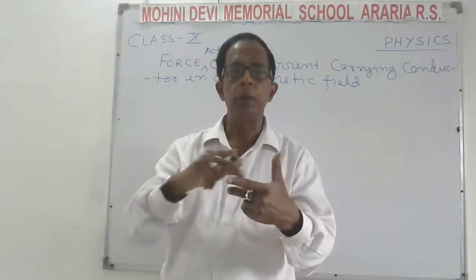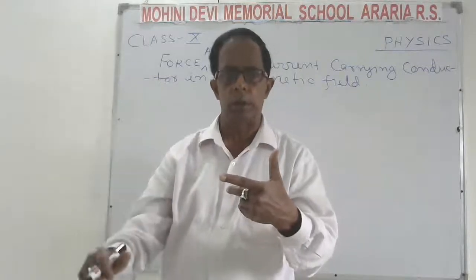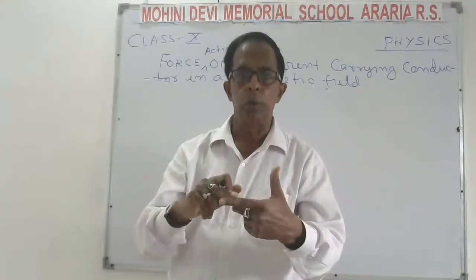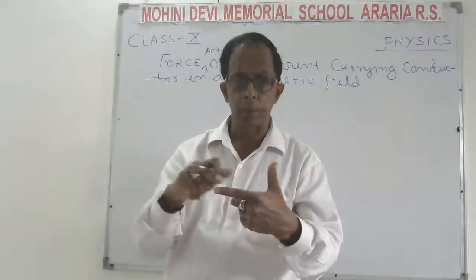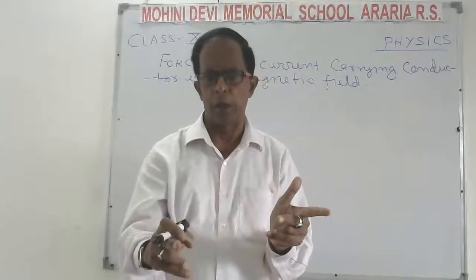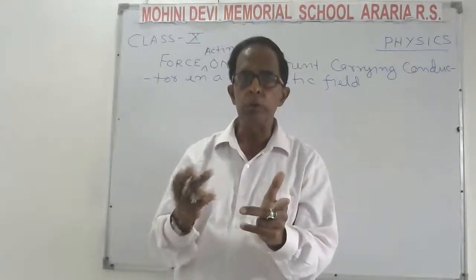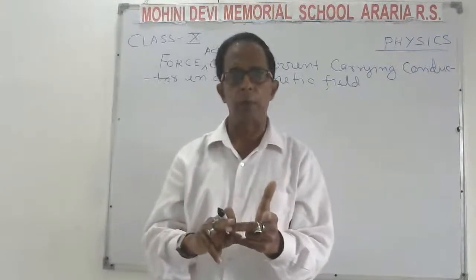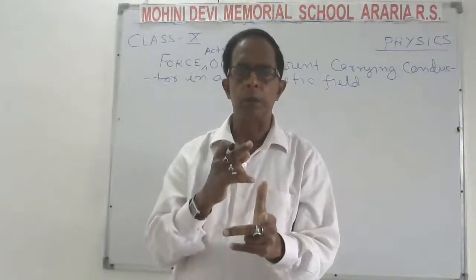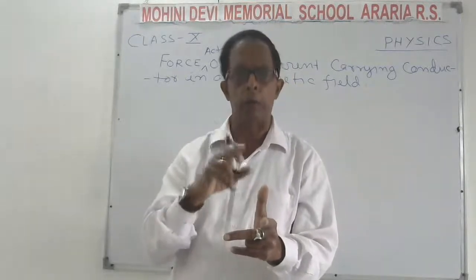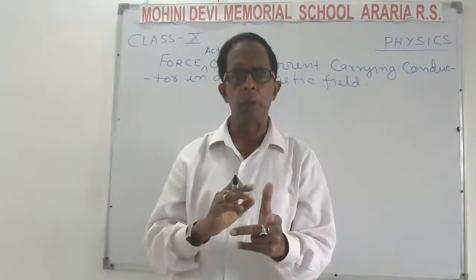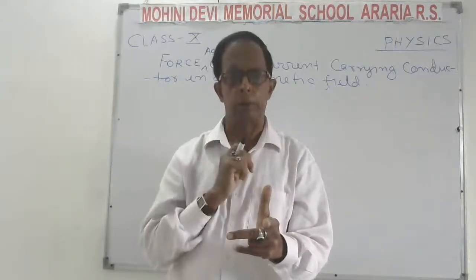In this way, if we stretch the fingers of the left hand, the forefinger shows the direction of the magnetic field lines, and this middle finger shows the direction of the current. Then the force exerted by the magnetic field is in the direction of the thumb. In the direction of the thumb, the conductor moves, it may be repelled or attracted, but the force acts in the direction of the thumb.